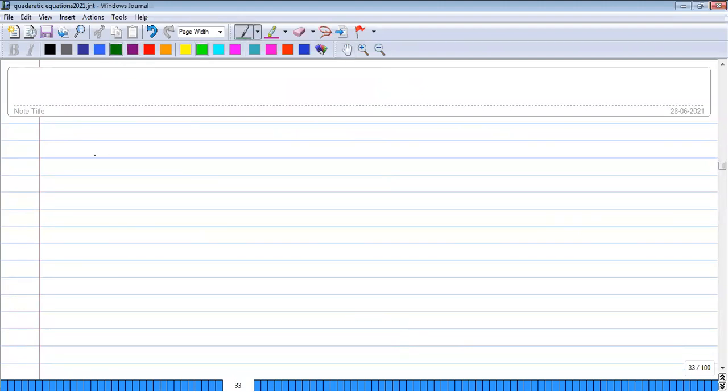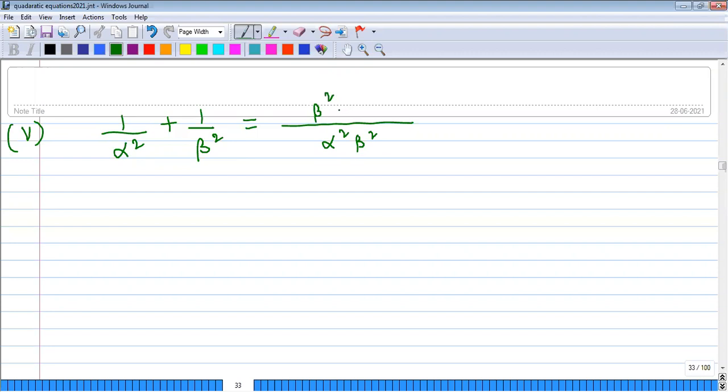Now let us move to the fifth one. So the fifth one is 1 upon alpha square plus 1 upon beta square. See, first we need to take the LCM. LCM is alpha square into beta square. Alpha square beta square divided by alpha square means alpha square cancels, we have beta square into 1, beta square, plus alpha square beta square divided by beta square, beta square cancels, alpha square into 1, alpha square.